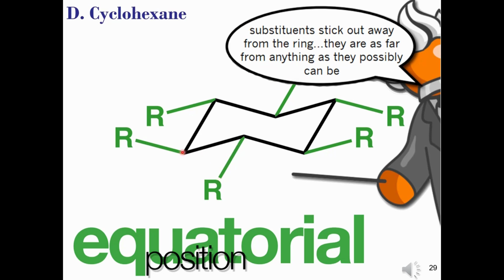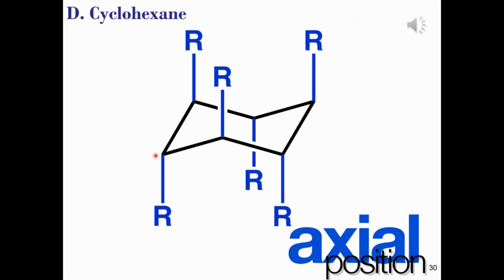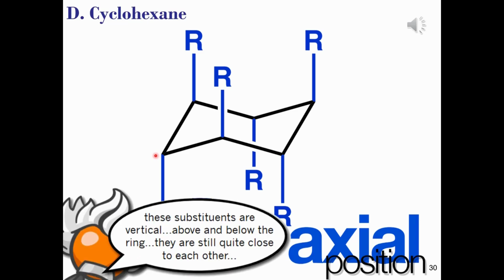Notice that 3 of these equatorial R groups can be pointing up, and conversely 3 of the equatorial R groups can be pointing down. The other type of position is known as an axial position, and these substituents, R groups, are vertical. They are above and below the ring. Just like before, there are 3 pointing up and 3 pointing down. They are still quite close to each other, and this is important as we'll see in later slides.